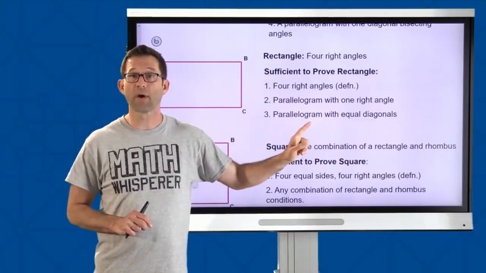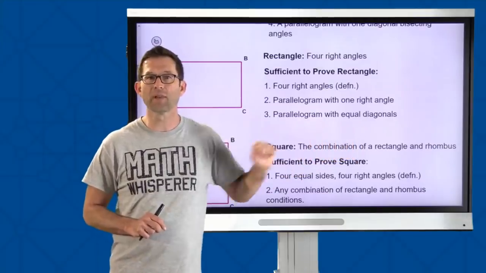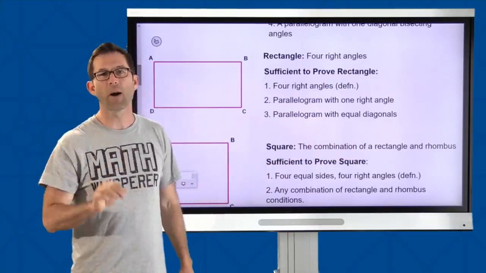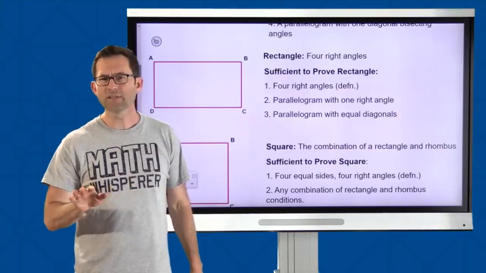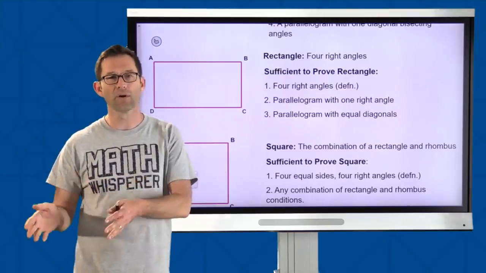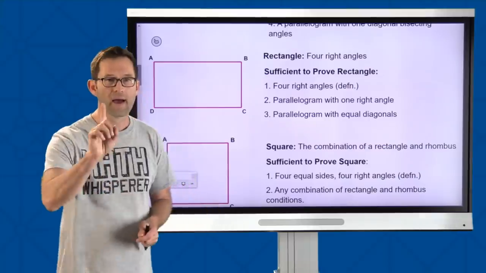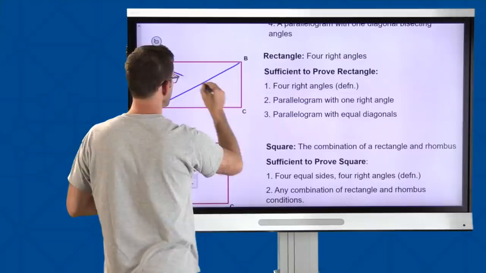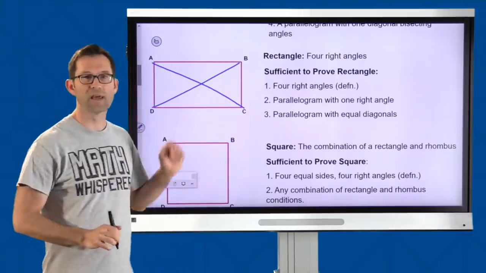Likewise, if it's a parallelogram and its diagonals are the same length, it's got to be a rectangle. And again, that's a really neat property of rectangles. Generally speaking, parallelograms have a longer diagonal and a shorter diagonal, unless they're rectangles. And in a rectangle, those two diagonals are the same length.